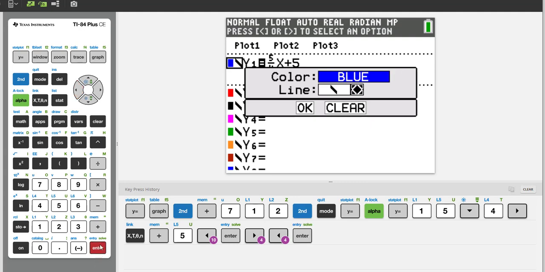Next, you will need to use the left or right arrows to select the type of line that you want to use. We have two types of lines that could help us with our current graph: the dotted line or the shade above line.